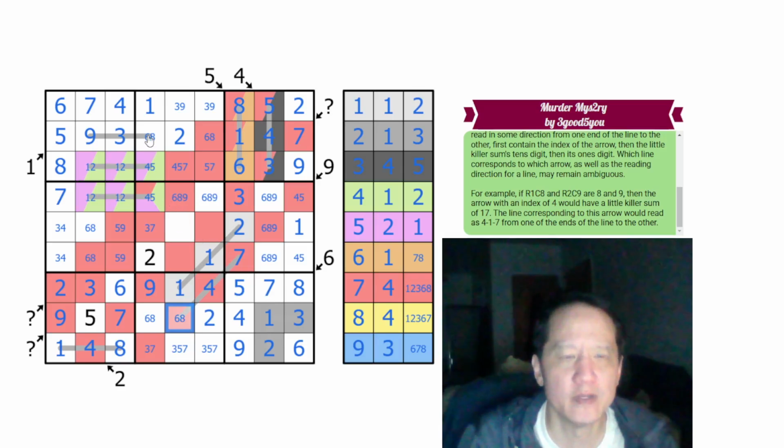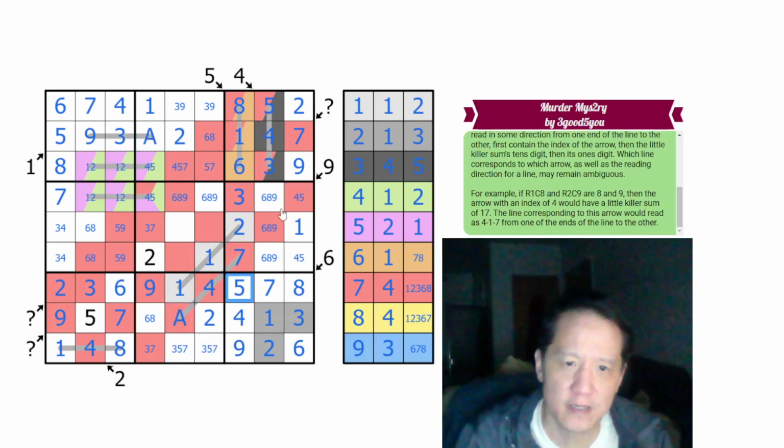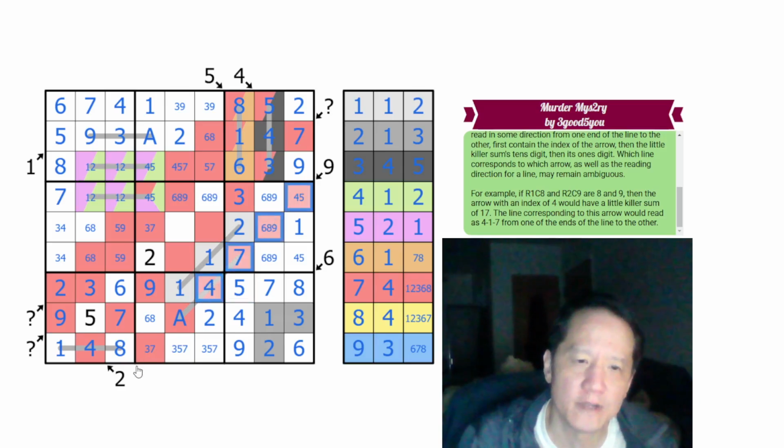So that means this digit must be the same as this. So these digits must add up to 30. Right? So we're going to make that A, I guess. So this is A, that's A. The rest then is 30.